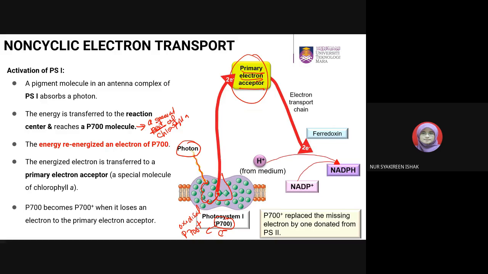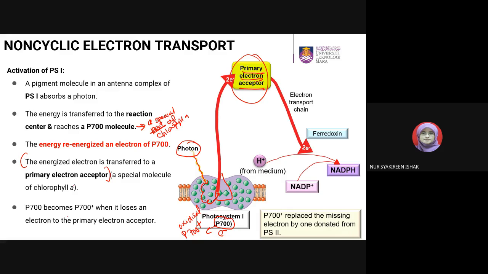So the energy re-energized an electron of P700. So the energized electron is transferred to a primary electron acceptor, which is a special pair of chlorophyll A molecule also. Ini salah ni, ini bukan, apa, ambil je sampai sini je. Okay. Sampai sini je. So the energized electron is transferred to a primary electron acceptor.